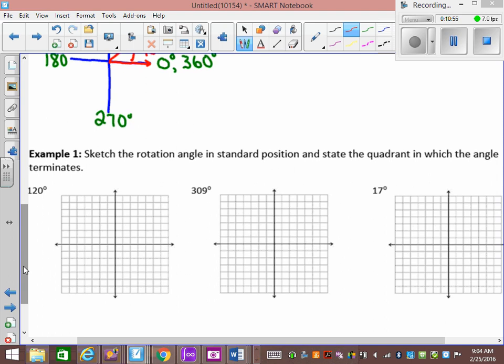So now we want to sketch the rotation angle in standard position and state the quadrant in which the angle terminates.